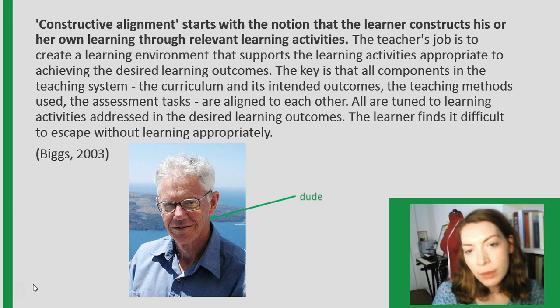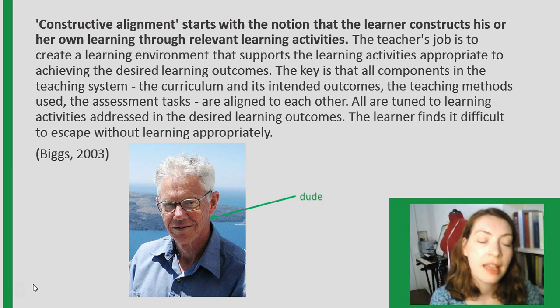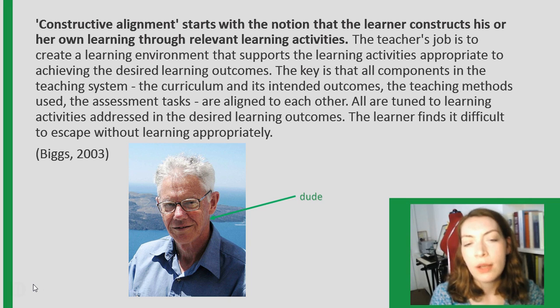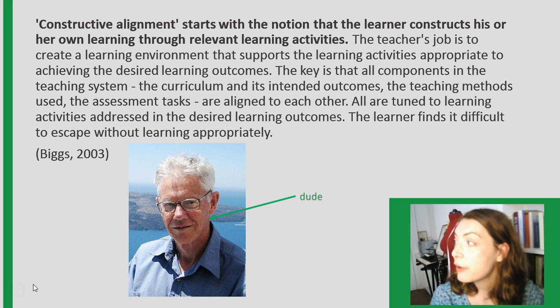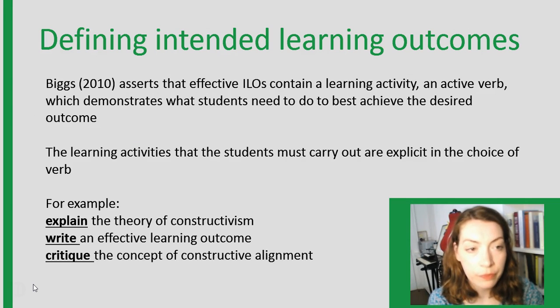The key is that all components in the teaching system, the curriculum and its intended outcomes, the teaching methods used, the assessment tasks, are all aligned to each other. So all are tuned to learning activities addressed in the desired learning outcomes, and the learner finds it difficult to escape without learning appropriately. He often says that if the students actually turn up, then they're trapped and they have to learn because of the way it's been set up.